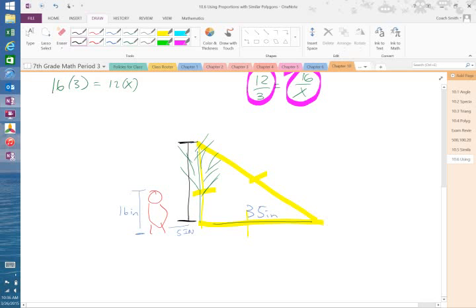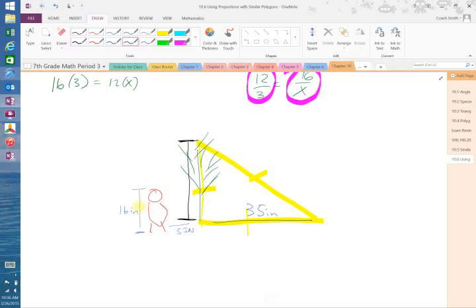So you just compare the two things. I have the height of my little funky groundhog, he's got his little arms. Now, the height of the groundhog versus the height of the tree. So we set up our ratio like this. 16 inches is the height of the groundhog, over the height of the tree, and that will be equal to the shadow of the groundhog versus the shadow of the tree.